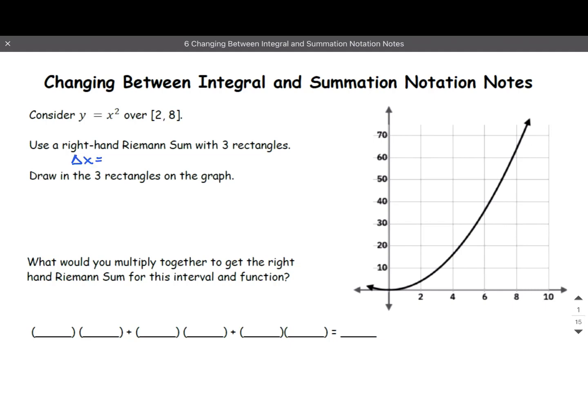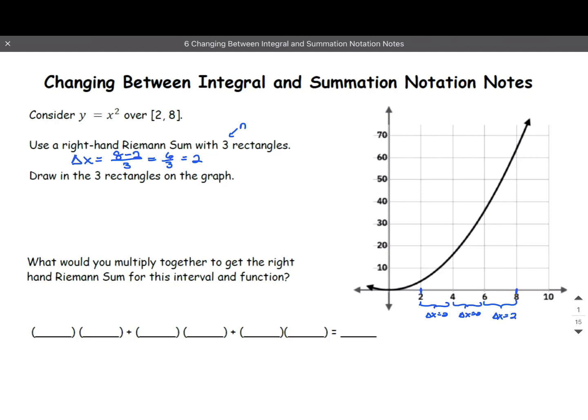So delta x would be b minus a, which in this case is 8 minus 2 divided by n, which is our 3. So that gives us 6 over 3, which is 2. And notice we're only going from 2 to 8, so we're not using the whole graph. This base, delta x, is 2. This base delta x is 2. And this base delta x is 2.